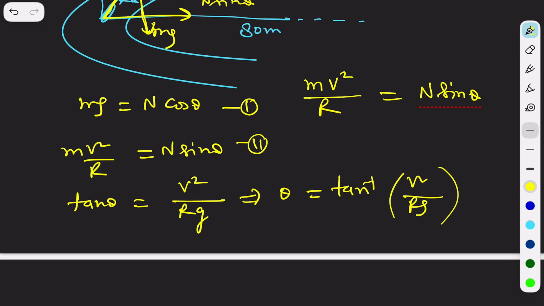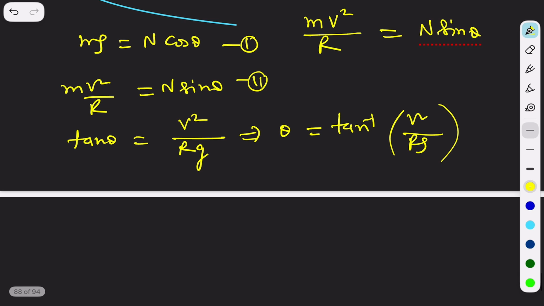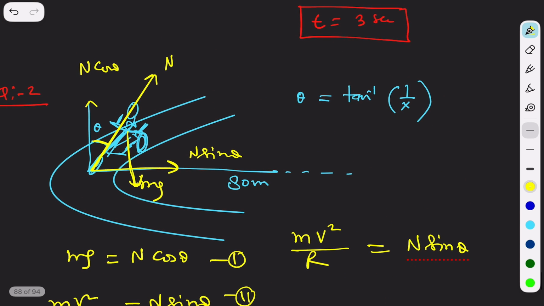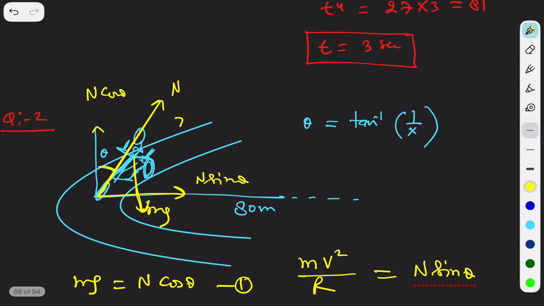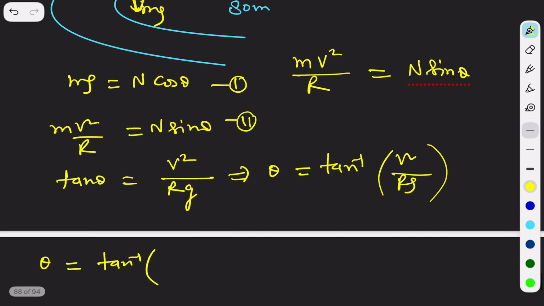So let me put the values now. Theta is equal to tan inverse, v is given how much? It is given 72 kilometer per hour, I guess. So speed was given 72 kilometer per hour, which, if I convert into meter per second, is 20 meter per second. I hope you know the conversion. You can multiply this by 5 by 18 to convert it into meter per second.